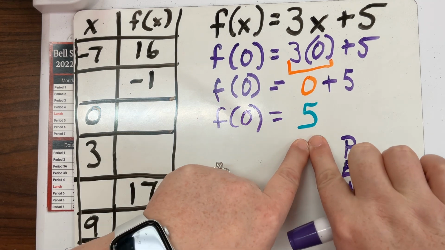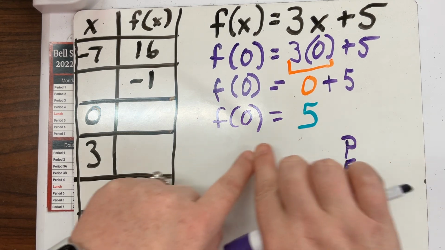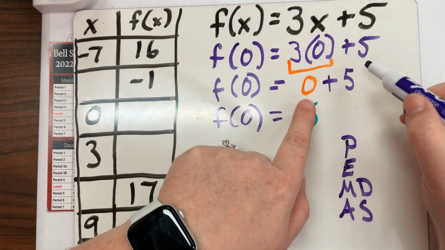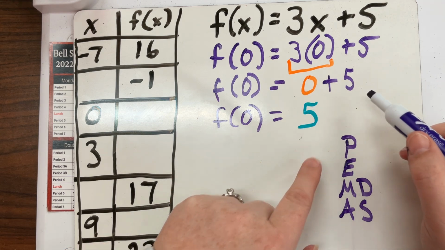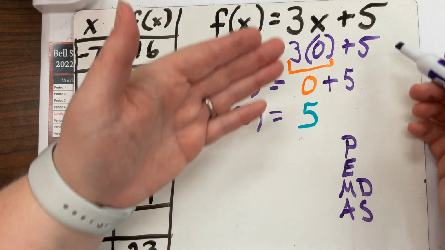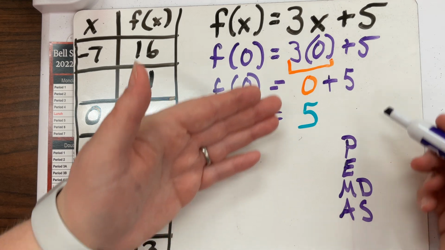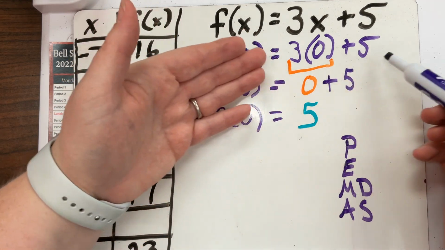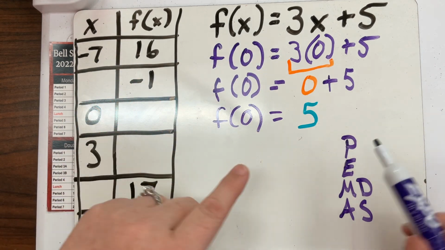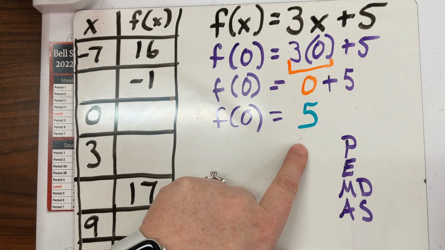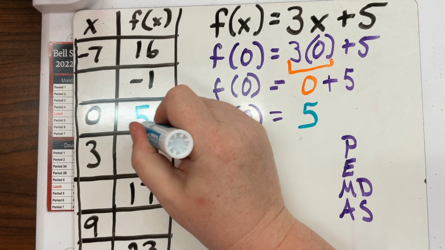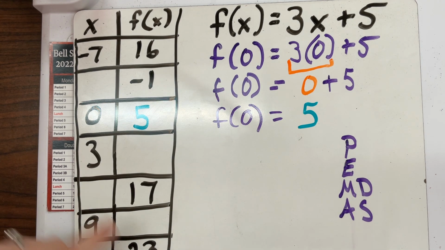Now I know I've told you 1,000 times, whatever you do to one side, you have to do to the other. But we're not getting rid of anything on this side. We're just simplifying. And when you simplify, you can just do things on one side. We're just combining those like terms, because I can put all these numbers together, okay? So here's my 5. I'm gonna take my 5 and put it in my chart right there. Function of 0 is 5.